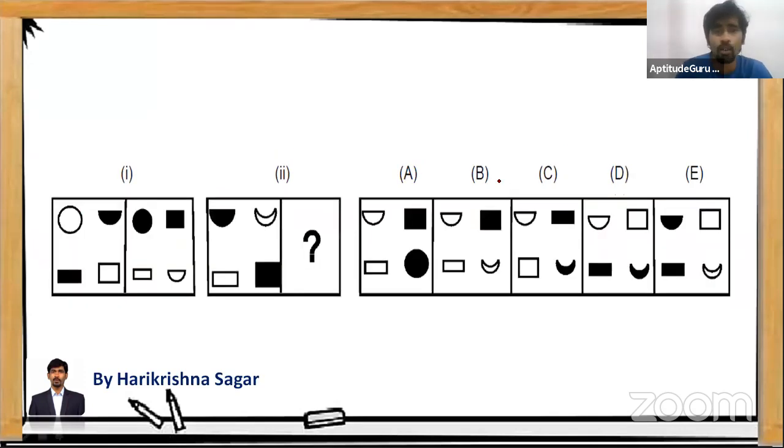Let's have a glance at the next question which is available on the screen. So this is the first pair. Observe what is the logic in the first pair. Apply the same logic in order to get the answer choice in the second pair. What is the response of the students? Please observe.